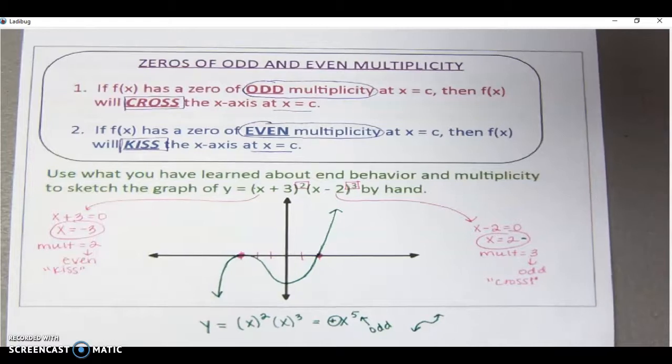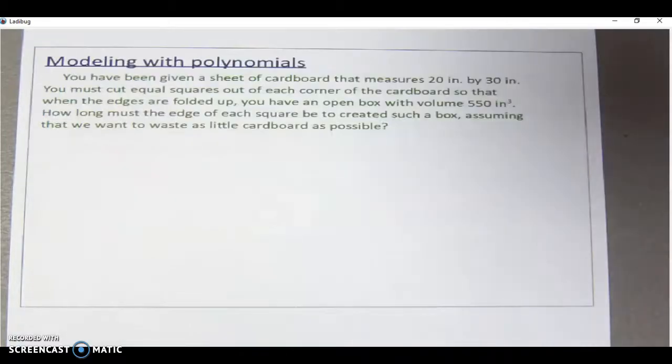Alright, and then the last two things we're going to do are just some word problems. So, modeling with polynomials. It says you have been given a sheet of cardboard that measures 20 inches by 30 inches. So let's just go ahead and draw that.